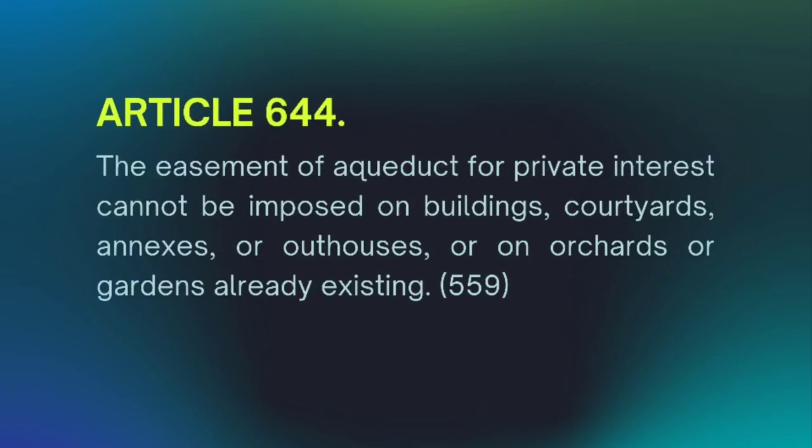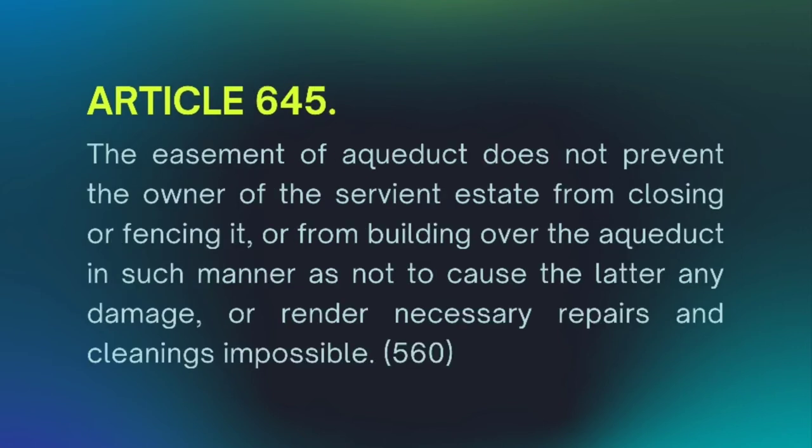Article 644. The easement of aqueduct for private interest cannot be imposed on buildings, courtyards, annexes, or outhouses, or on orchards or gardens already existing. Article 645. The easement of aqueduct does not prevent the owner of the servient estate from closing or fencing it, or from building over the aqueduct in such manner as not to cause the latter any damage, or render necessary repairs and cleanings impossible.